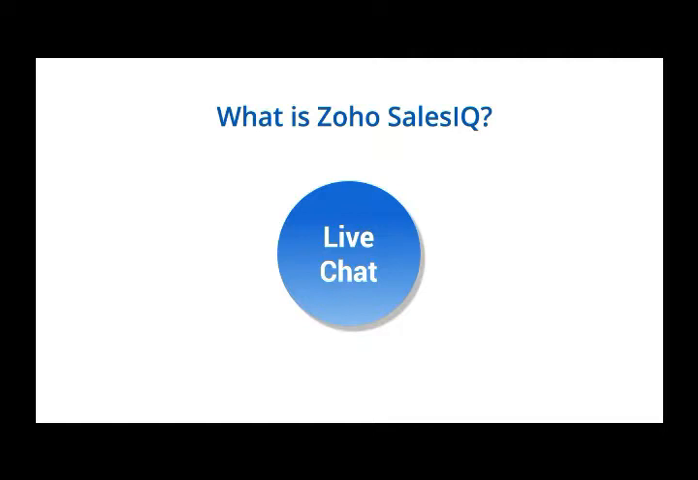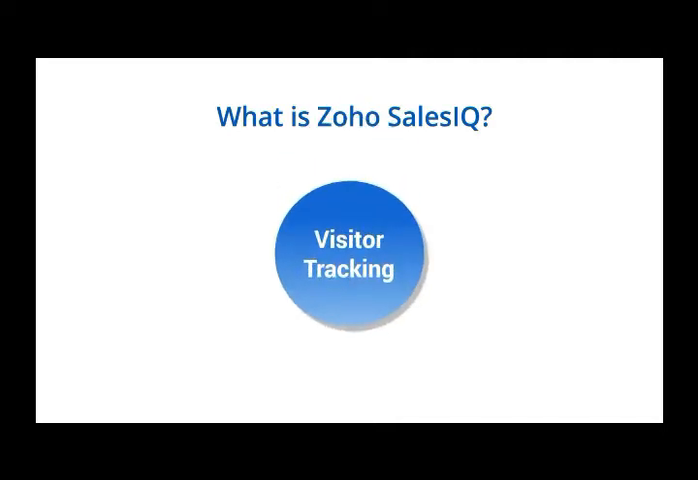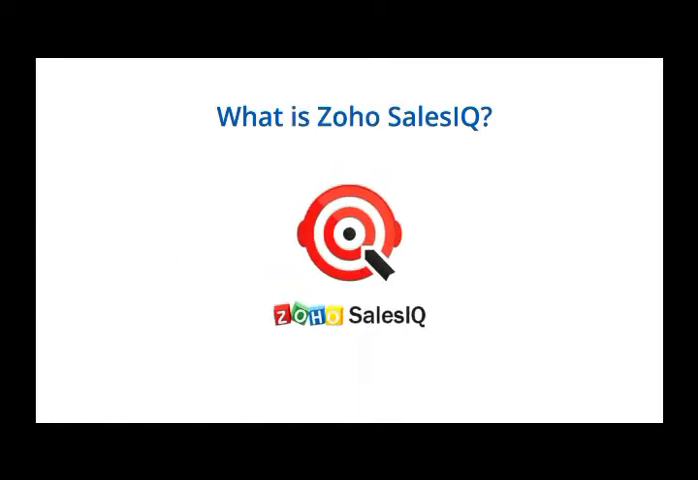So apart from giving you or your visitors the ability to connect with you, it also lets you analyze them, track them via the visitor tracking capability. So the visitor engagement, which comes through the live chat module, and the visitor tracking module together make Zoho Sales IQ. So that is what Zoho Sales IQ is if you're not familiar with it. Live chat plus tracking. Remember that.